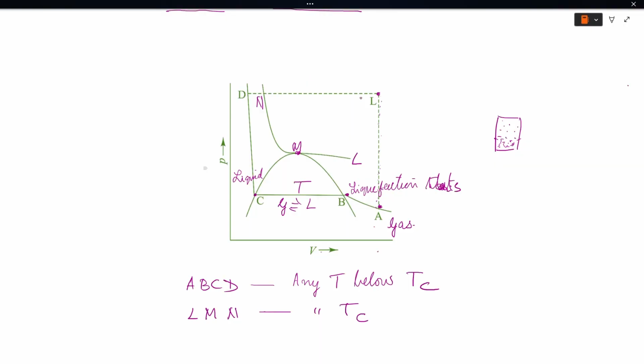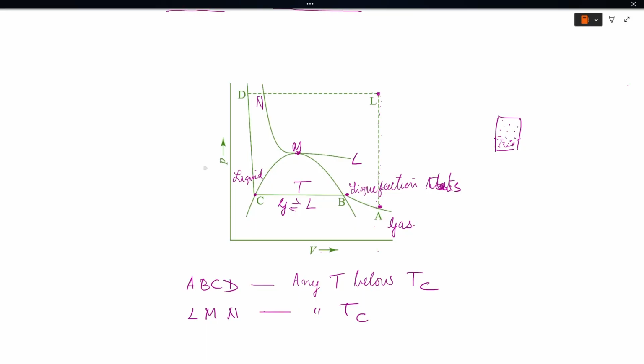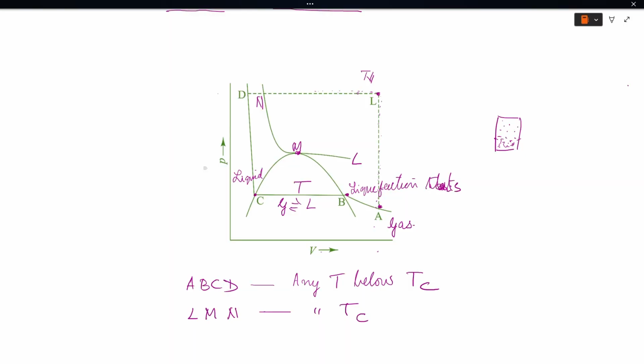Now, I am going to reduce the volume. How will you reduce the volume? Here you can't change the pressure, so again I can say that the temperature is lowered. From the point A to L, I have been increasing the temperature. Now the point L is reached. Now the temperature is lowered, and automatically the volume is decreasing.